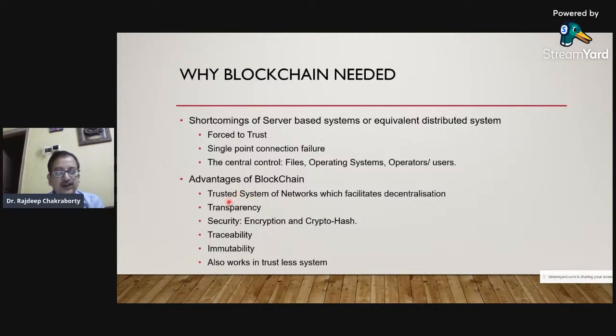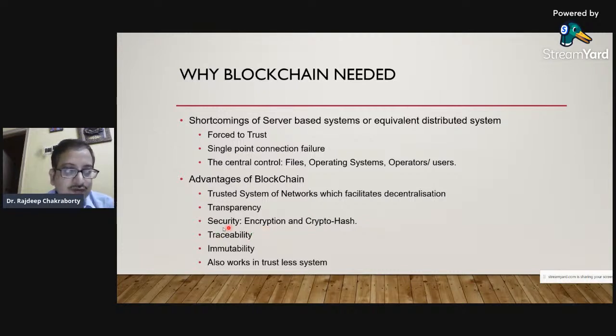So these shortcomings are addressed in blockchain with its advantages. For example, it is a trusted network system which facilitates decentralization. This is the main concept. You will understand when I go deeper into the blockchain. Then transparency, that is, the data is visible to everyone participating in that blockchain. Then security is obviously there in the blockchain, with encryption and crypto hash.